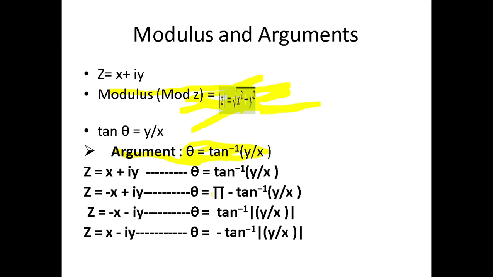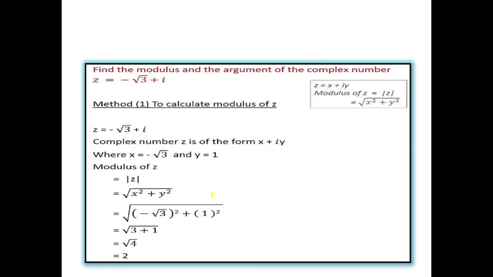Find the modulus and argument of this complex number. What is modulus, what is argument, we have already seen. The number is minus 3 plus i, so I will convert it into the form x plus iy. So x is equal to minus 3, and y is equal to 1.